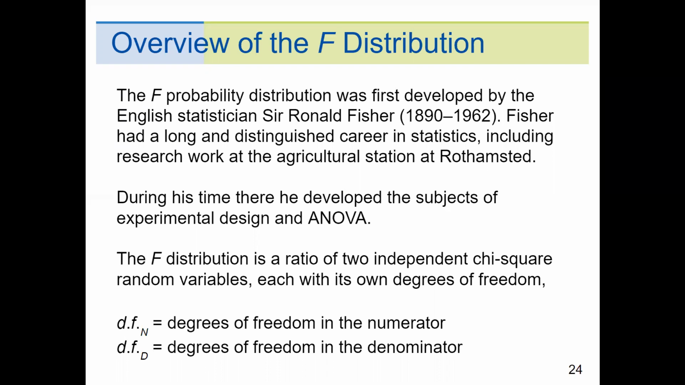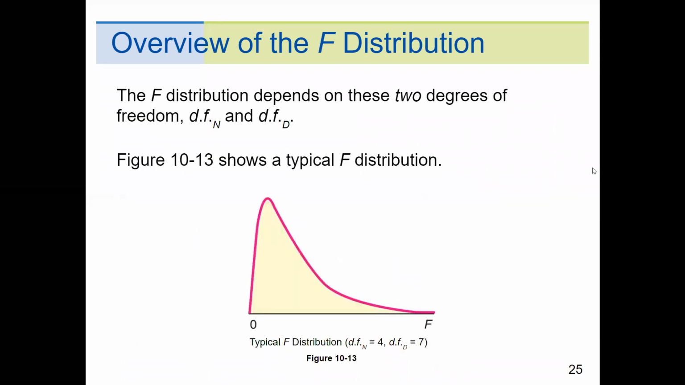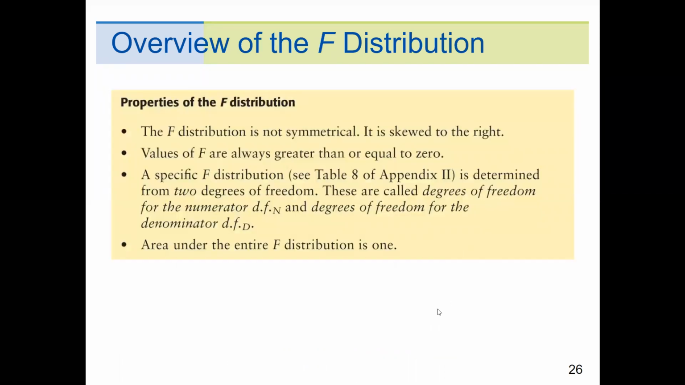The F distribution is a ratio of two independent chi-square random variables, each with its own degrees of freedom. The F distribution depends on these two degrees of freedom, numerator and denominator. Figure 10.13 shows a typical F distribution. Go ahead and write the properties of the F distribution.